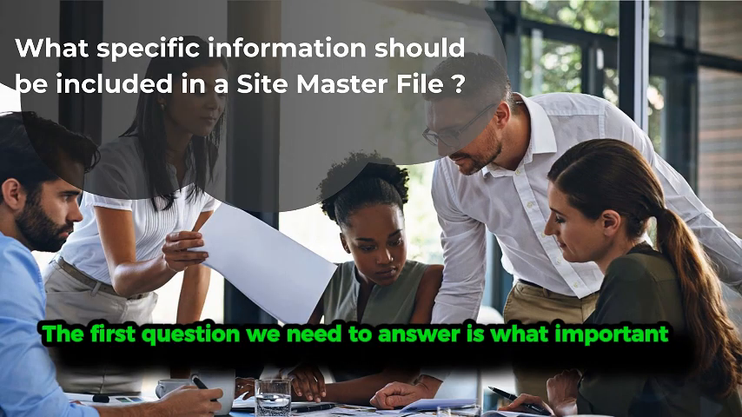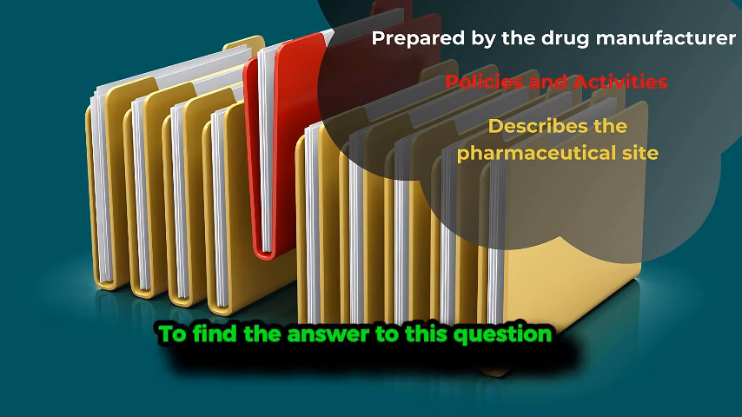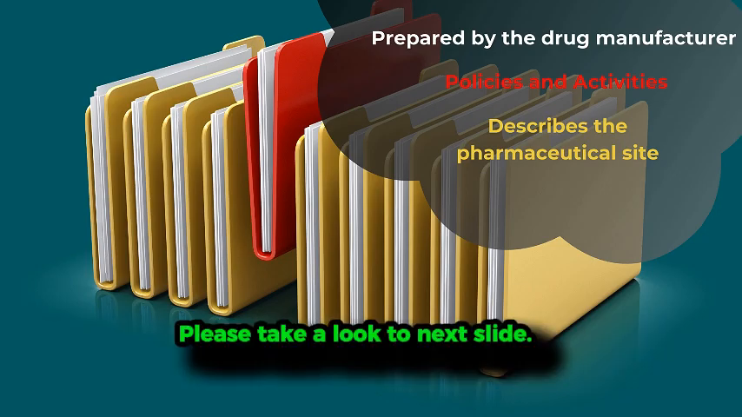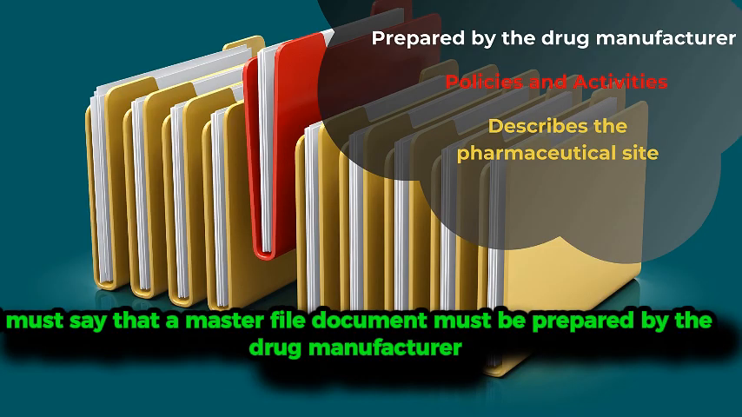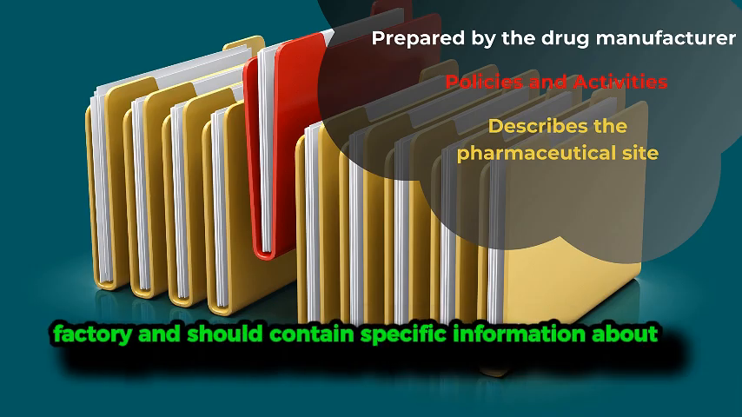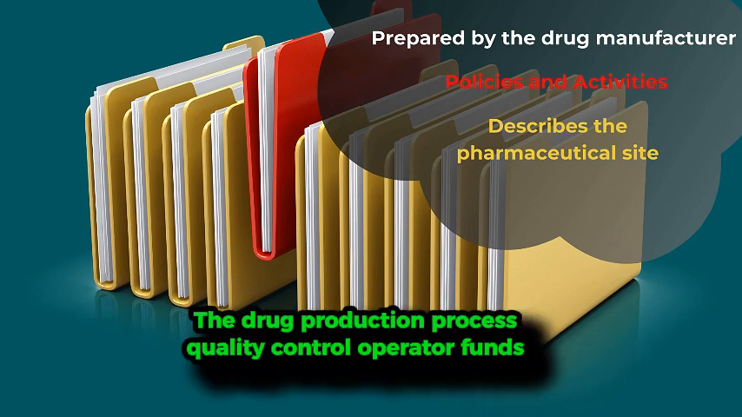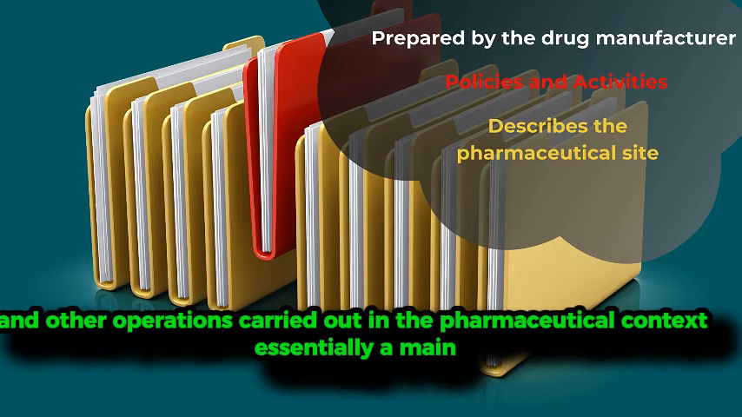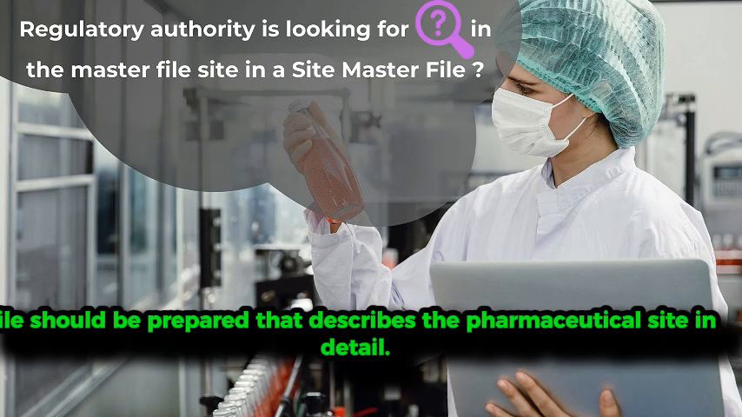The first question we need to answer is what important components are included in the site master file document. To find the answer to this question, please take a look at the next slide. In response to this question, I must say that a master file document must be prepared by the drug manufacturer. This means that the document should be created by the manager of a pharmaceutical factory and should contain specific information about the policies and activities of the site management, the drug production process, quality control operations, and other operations carried out in the pharmaceutical context. Essentially, a main file should be prepared that describes the pharmaceutical site in detail.